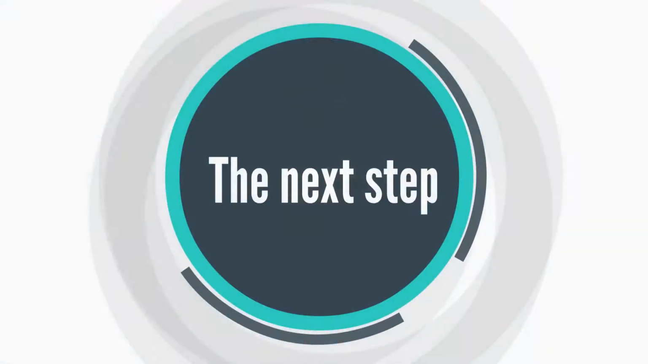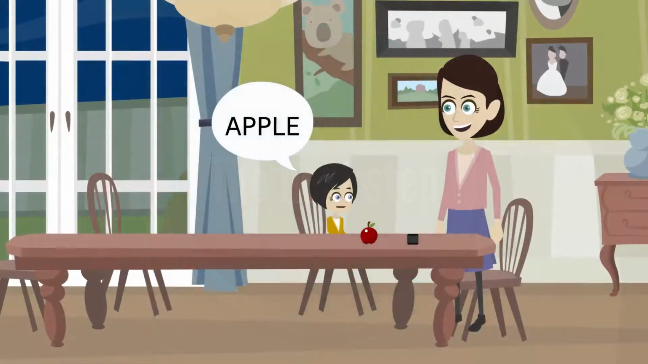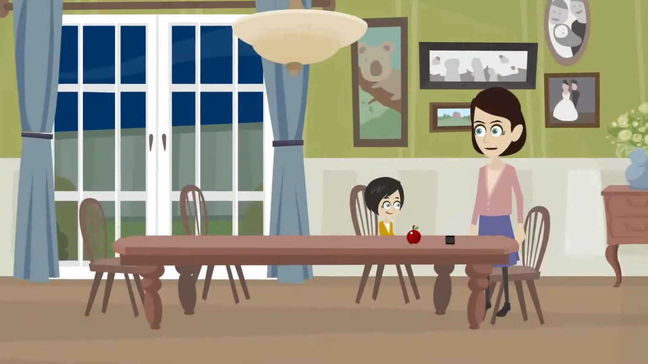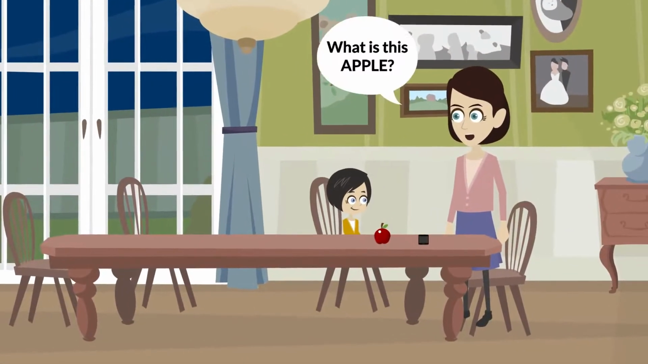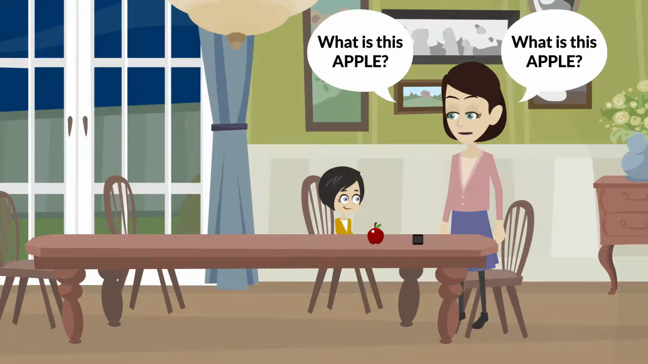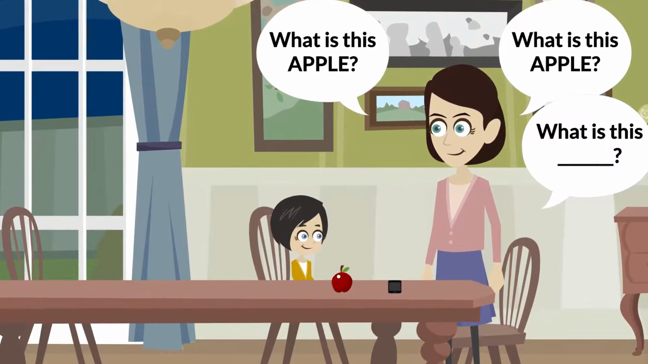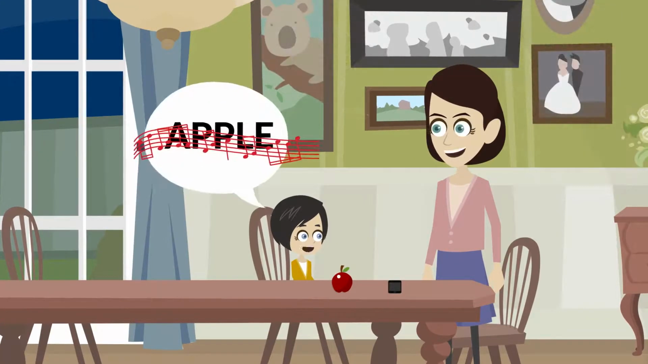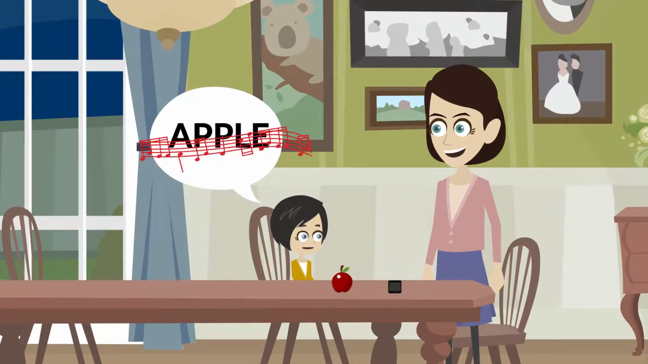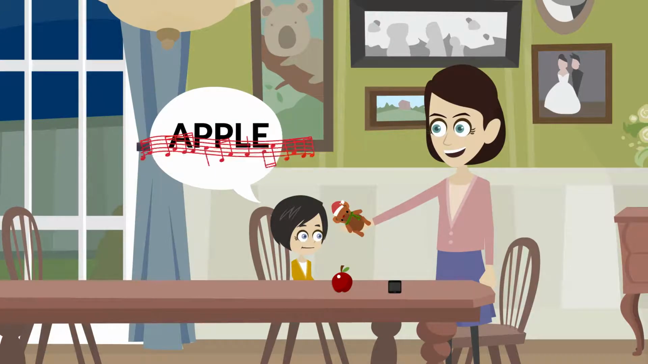The next step, now that your child can imitate something that sounds like apple, is to sing "What is this?" Apple, what is this? Apple, what is this? And you'll leave the third question open. Give a reward immediately when or if the child attempts to answer your question with something that sounds like apple. If not, repeat this step.